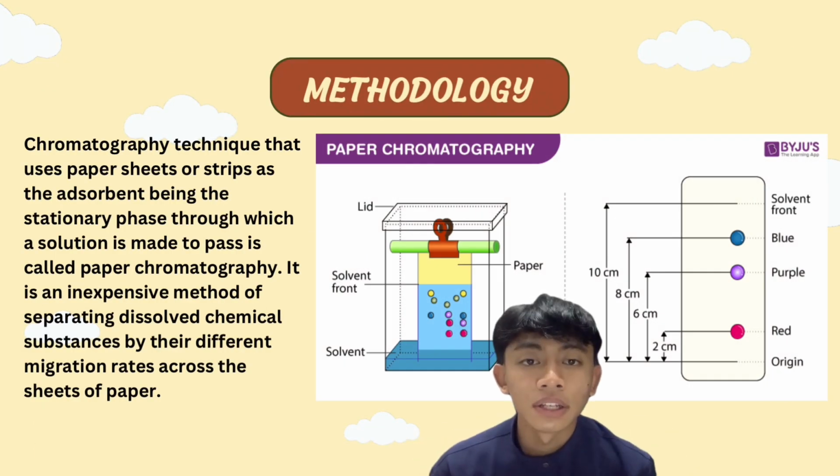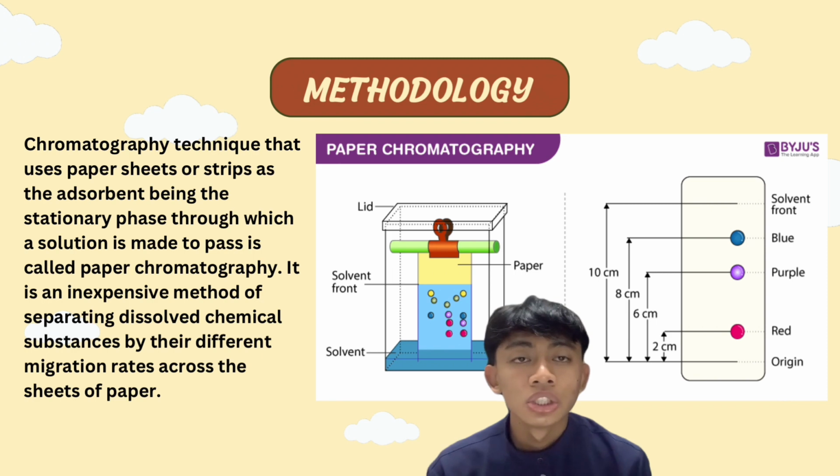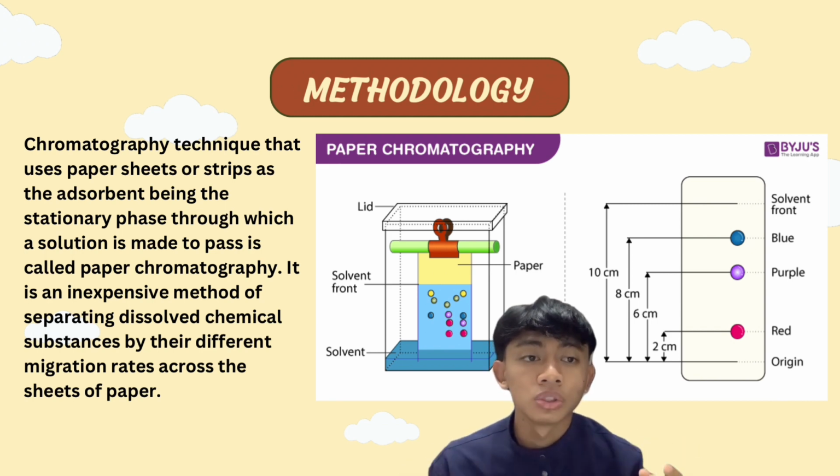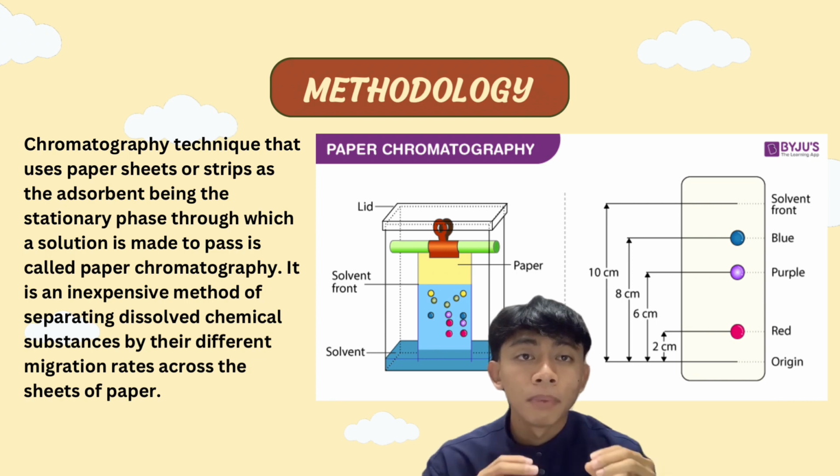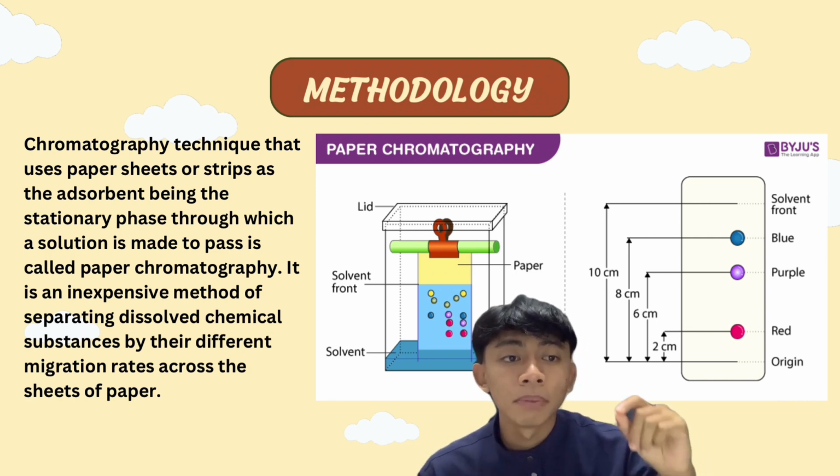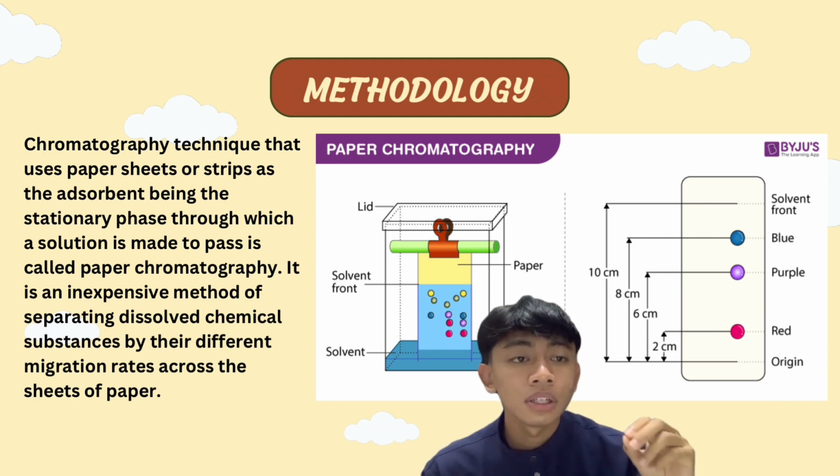So the chromatography technique that uses a paper sheet or strip as the absorbent, being the stationary phase through which a solution is made to pass, is paper chromatography. It's an inexpensive method of separating dissolvable chemical substances by their different migration rates across the sheet of paper. You can see the image of our example of the paper chromatography experiment. At the side of the method, you can see the red, purple and blue with different ranges. After we take note of the different ranges, we can do the calculation.